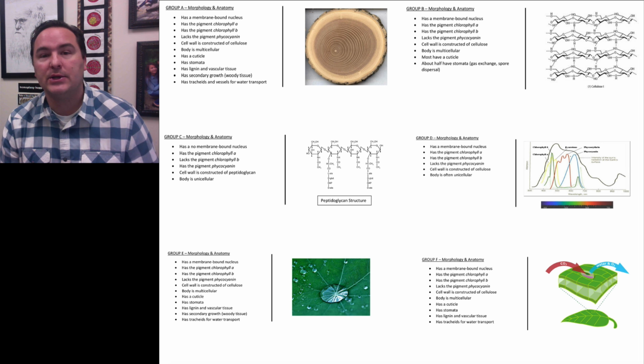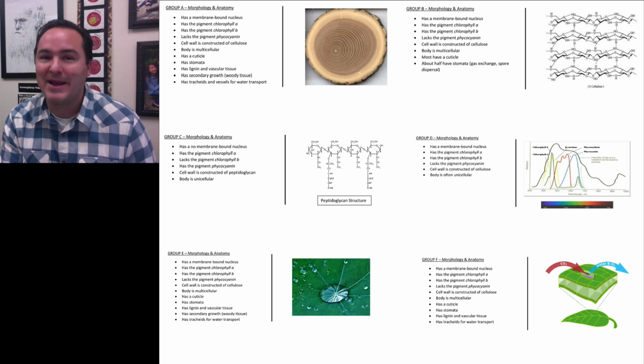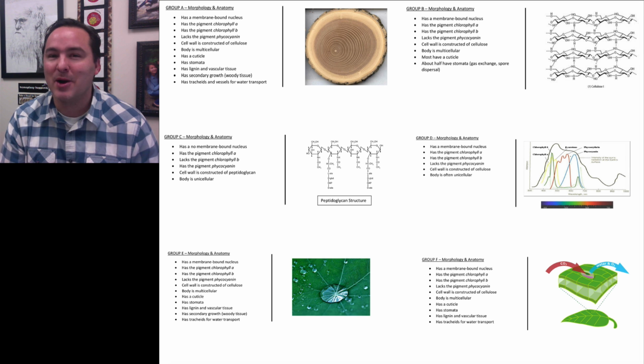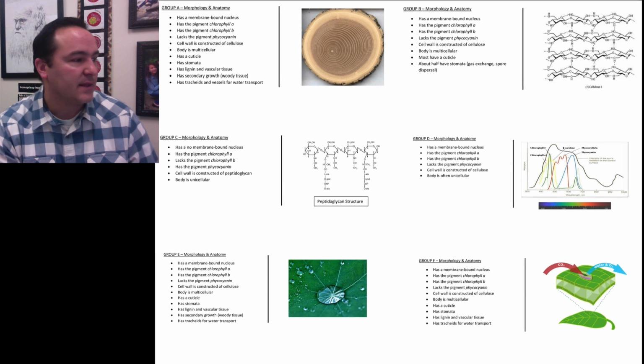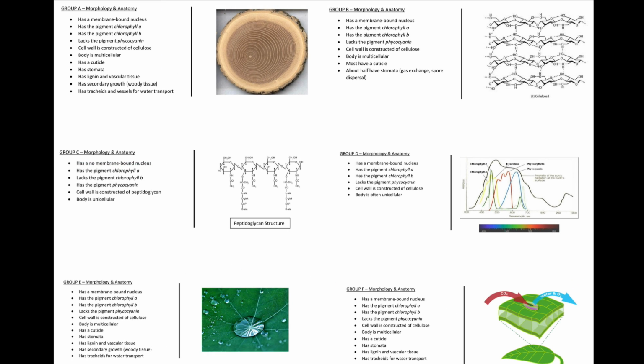And then what we're going to do is talk about these 6 different groups without assigning a name on it for right now. Okay, we're going to come to that. In fact, some of you might already have an idea of what some of these groups are as we go through this. So let's look at these. All the groups, for example, have the pigment chlorophyll A. So they all photosynthesize, at least using that pigment in the same way.